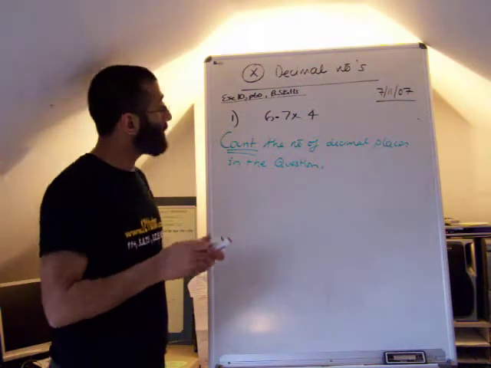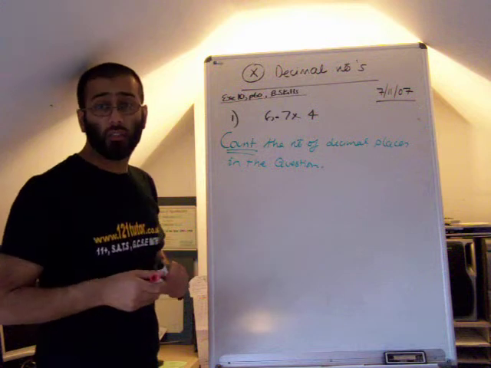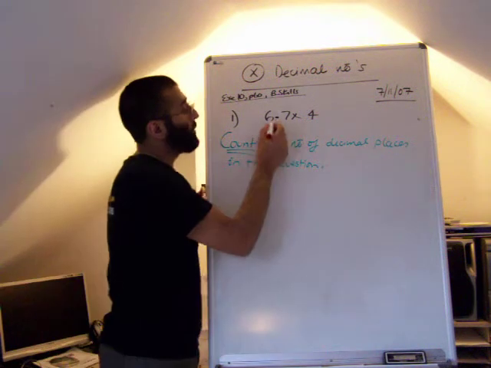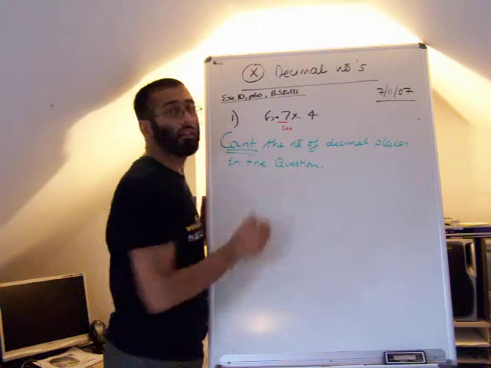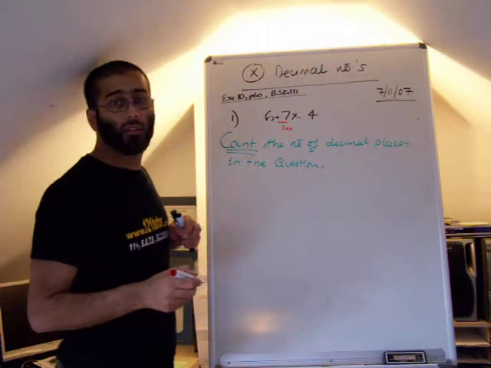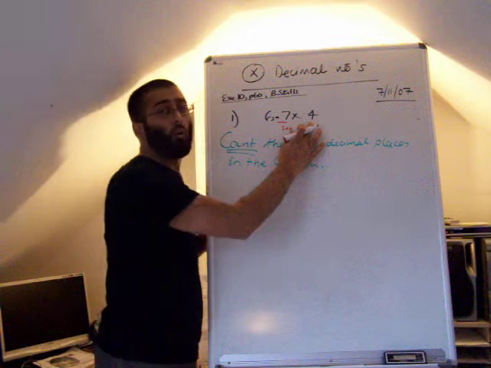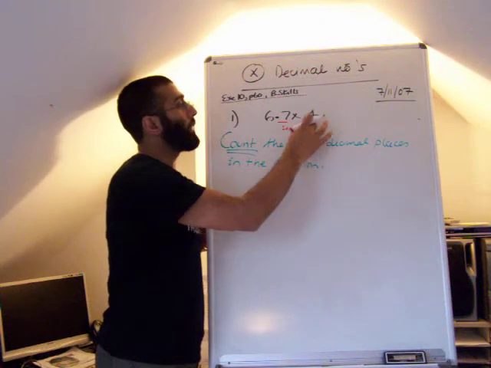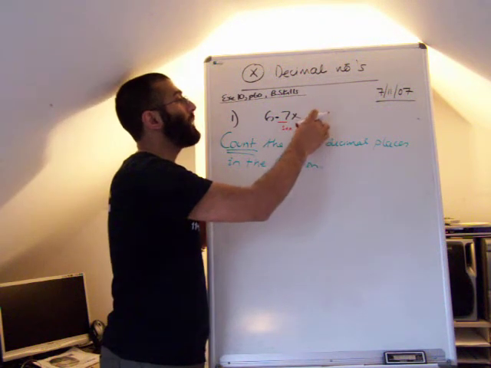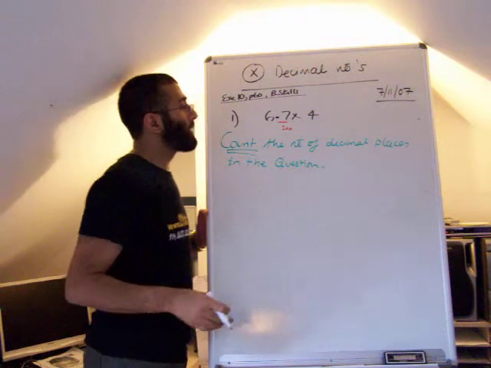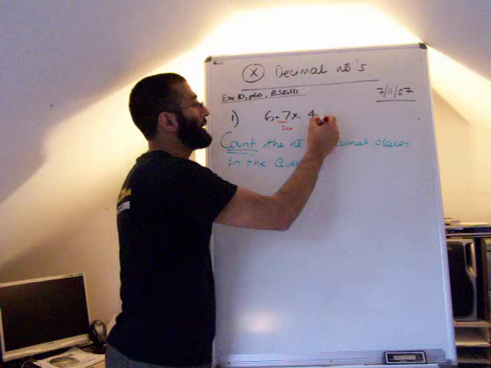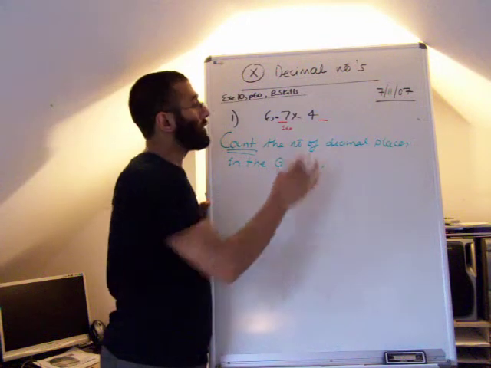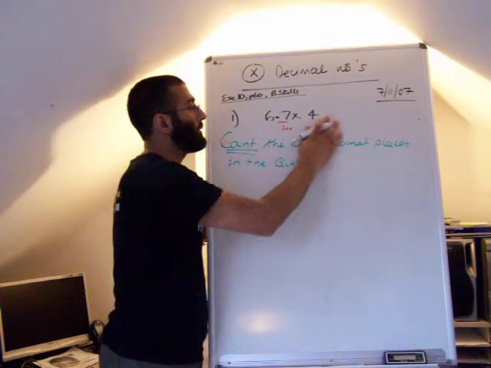Now in this question, how many decimal places do we have? Well, we've got one decimal point, so that gives us our first decimal place, first DP. The other number is a whole number, so we're not going to have a decimal place there. So altogether we have 1.